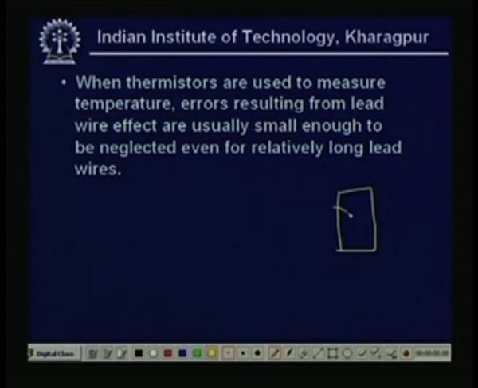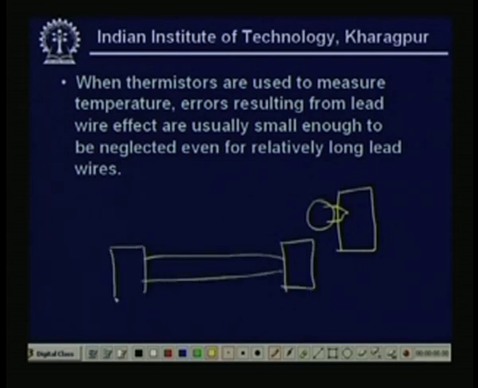You cannot put a thermistor inside, very near to the meter. So, you have to take out the wires, and maybe here we have the meter, okay. Here we have the sensor, suppose the sensor is inside, so these are the lead wires. It can be a few meters also, right. It can be a few meters, whether it is thermocouple, thermistor or RTD, it does not matter. So, this lead wire creates the problem.